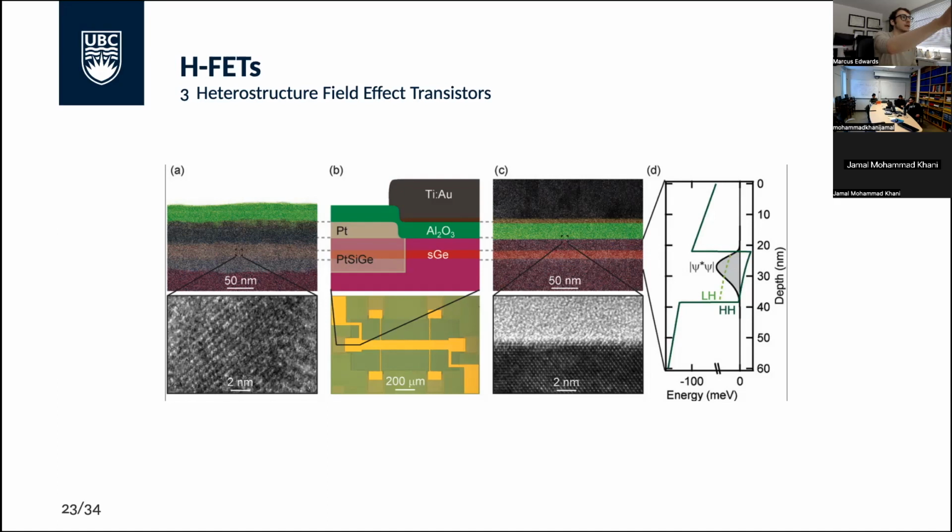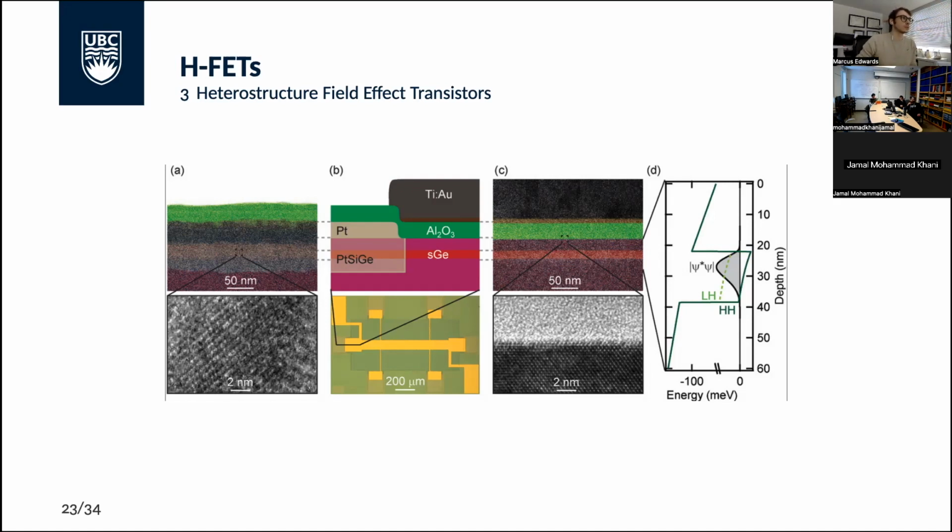What we want to do is gate it by applying a voltage to our Ti/Au, which is our top gate. That creates an electric field, making it more attractive or less attractive for holes to populate the SiGe in this region. As you can see on the right-hand side, we have a wave function, and that is going to depend on the electric field penetrating this material when we apply a voltage to the Ti/Au.